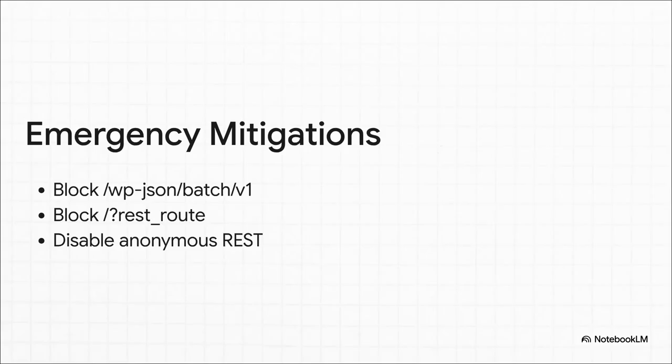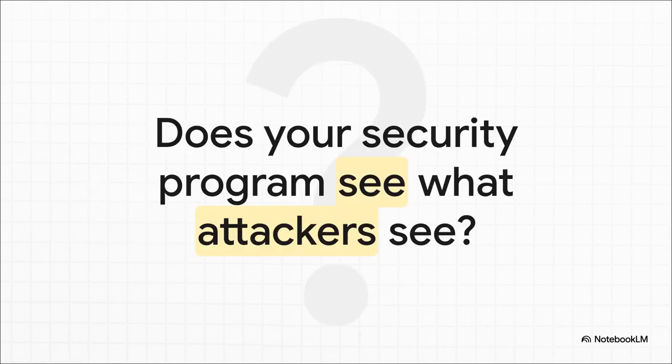Now, if you are in a situation where you cannot patch immediately, you need to deploy emergency WAF mitigations. You have got to keep anonymous callers off that batch endpoint. But pay close attention to this detail. You must block both the standard path, which is /wp-json/batch/v1, and the query string version, which is /?rest_route=batch/v1. If you only block the path, you are leaving that query string route wide open to attack. Alternatively, you could just disable unauthenticated REST access entirely, but definitely be aware that doing so might break some of your legitimate site integrations.